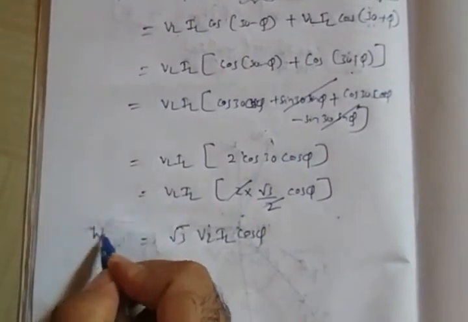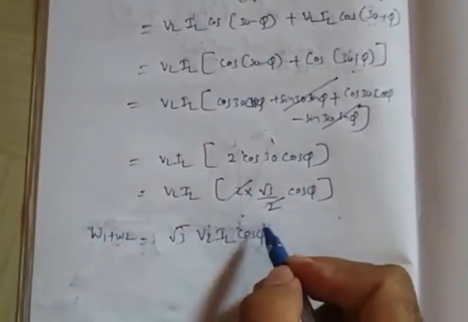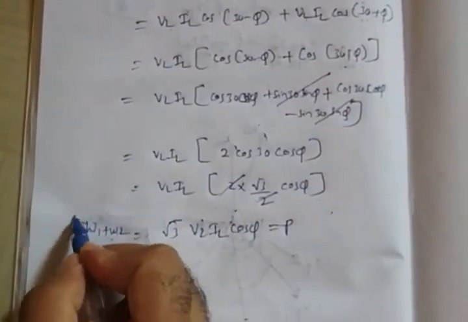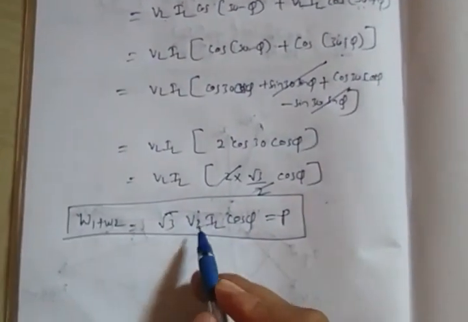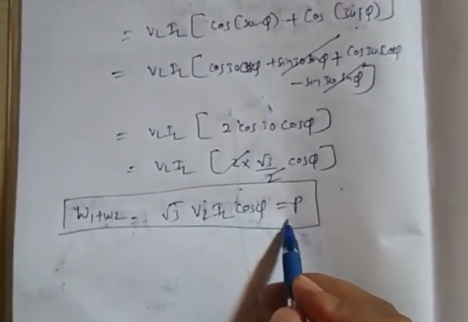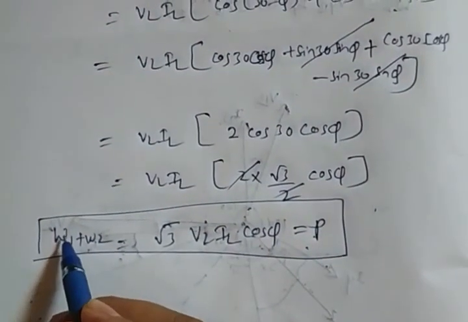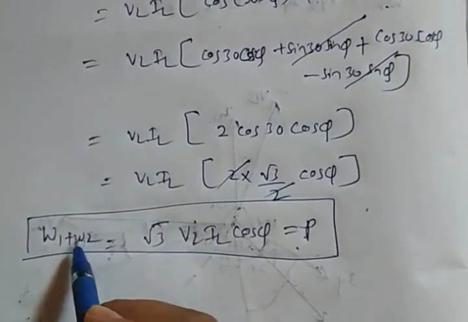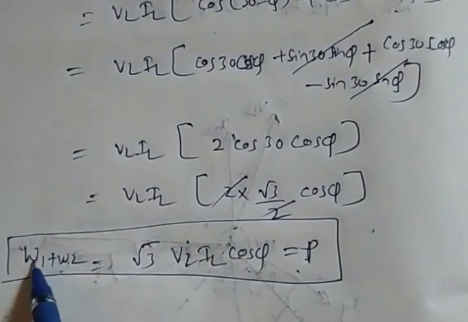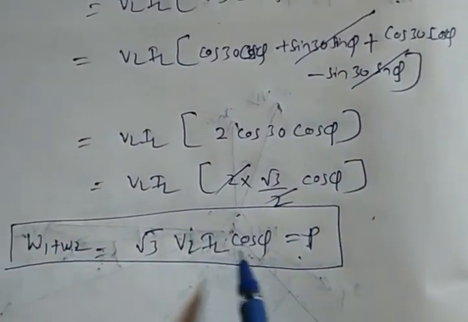That is the sum of two wattmeters W1 plus W2, which is equal to P. As we know, root 3 into VL IL cos phi is nothing but the total power consumed in 3-phase circuits, which we can easily get by adding the readings of W1 and W2. That's the derivation. The 2 wattmeters means we can easily calculate the total power.